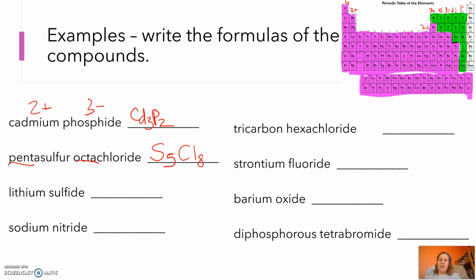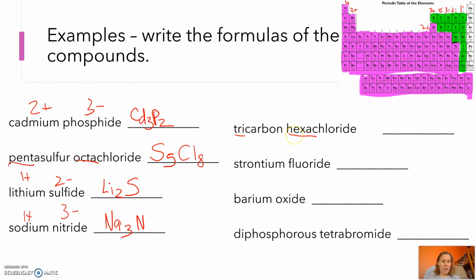Lithium sulfide. Except, baby, you're in the way. Okay. Lithium sulfide. Lithium is a 1+. Sulfur is a 2-. So 1+, 2-. Li2S. Sodium nitride. Sodium is a 1+. Nitrogen's a 3-. Na3N. I know I'm doing this really fast, but charges, you just switch them.